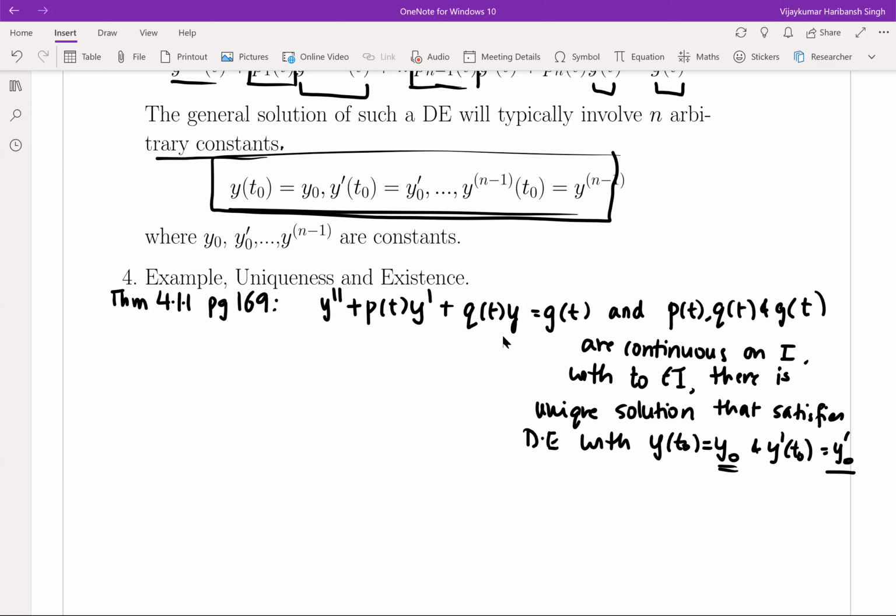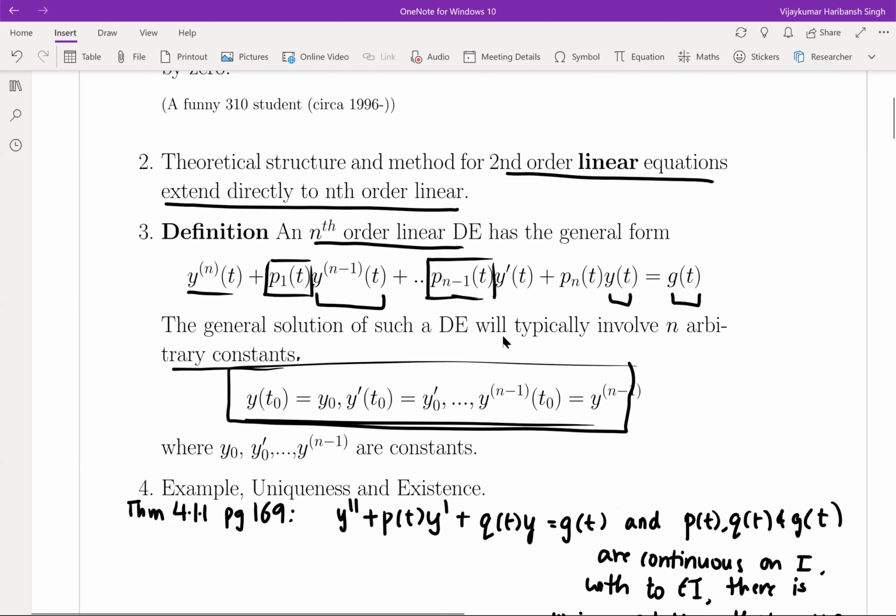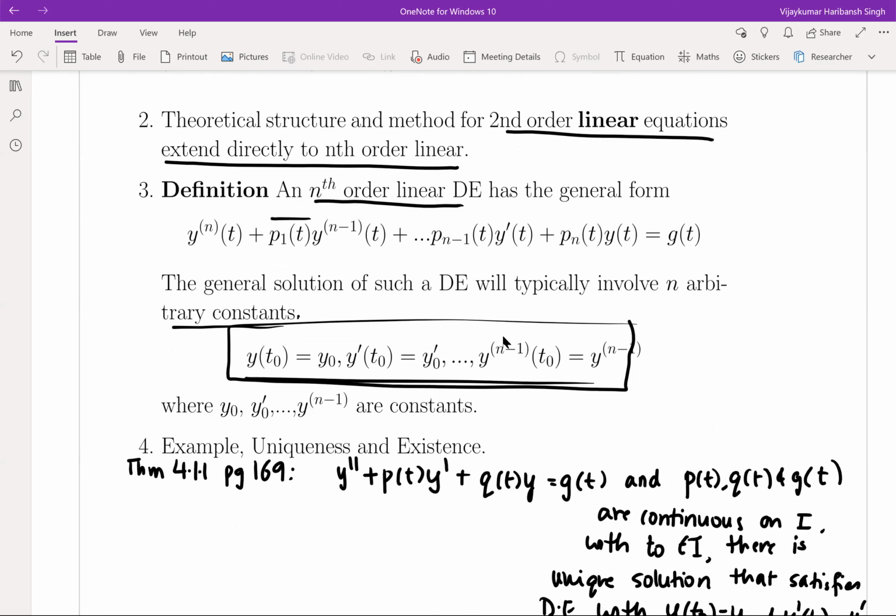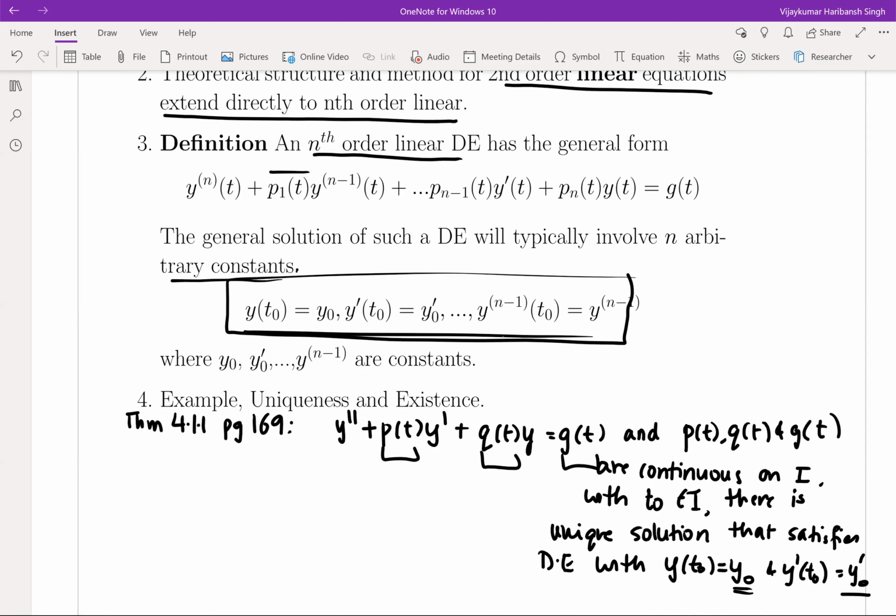Now let's generalize this case for the nth order differential equation. We have this nth order linear differential equation. So what should happen here? To have existence and uniqueness, we needed p of t, q of t, and g of t to be continuous. So we can extend this naturally.